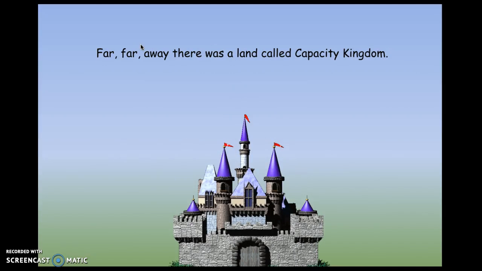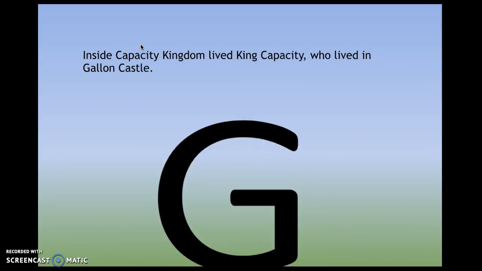Capacity Kingdom. Far, far away, there was a land called Capacity Kingdom. Inside Capacity Kingdom lived King Capacity, who lived in Gallon Castle. So on your piece of paper, draw a huge G on the paper. This represents Gallon Castle.